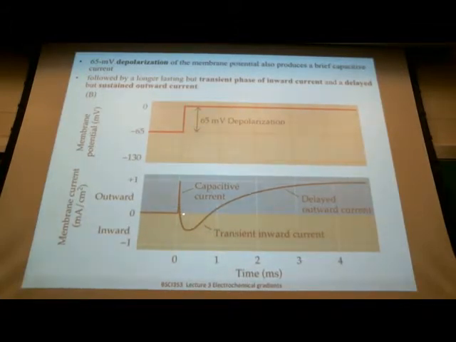Okay. We have another current, and these are the two that we really want to focus on. We have this negative current that we call an inward current, and this positive current that we're going to call the outward current. Okay, so let's draw that. Here's our capacitive, inward, and outward. This is 0. So out, in. And this is negative, positive.